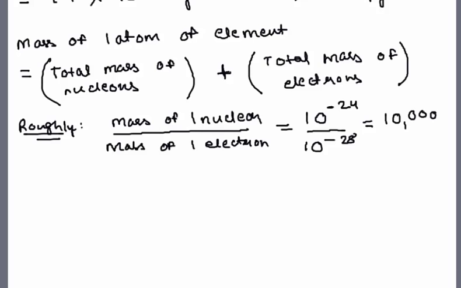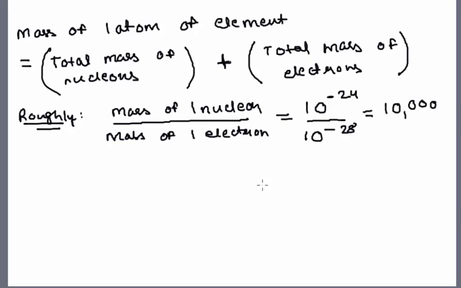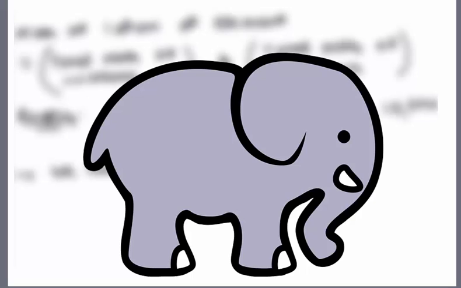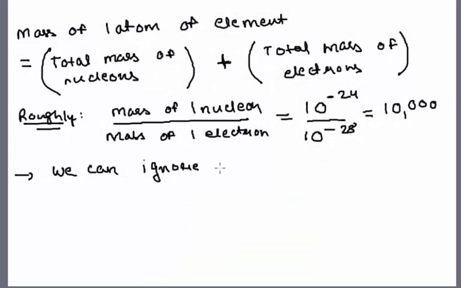So basically, the mass of one nucleon is so much higher than the mass of one electron that while writing the mass of an atom, we can ignore the mass of electrons. It's just like saying that if we have to measure the mass of an elephant, and on the top of the elephant a mosquito is sitting, then basically we can neglect the mass of the mosquito because the mass of one mosquito is negligible in comparison to the mass of one elephant. So on the same lines, when we write the mass of an atom, we can ignore the mass of electrons. This is one very important concept, and basically we will only consider the mass of nucleons.